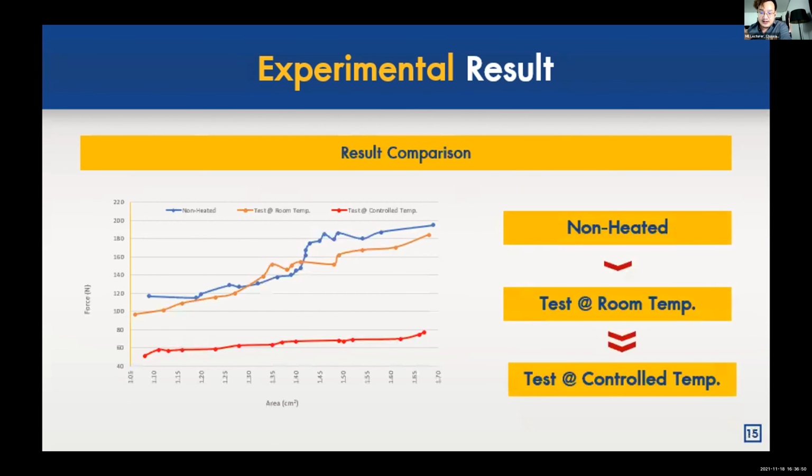So we have to use a controlled temperature that we set at about 45 to 50 degrees Celsius. And we found out that at that temperature, which is lower than in the previous study, we can reduce the force from 100 to only 47.5 per area. So you can see the result comparison in these ones.